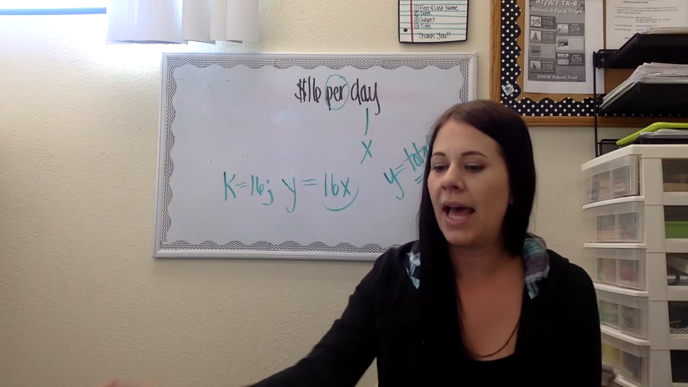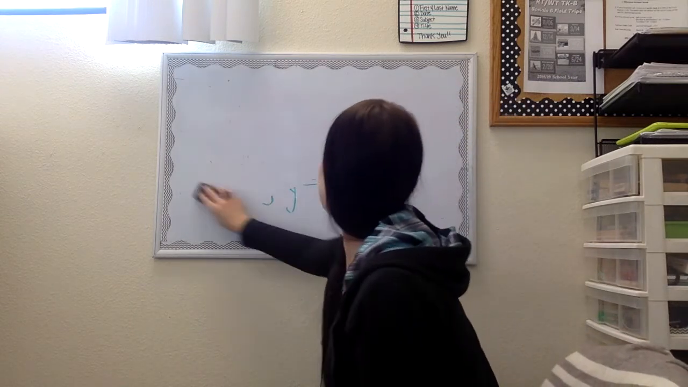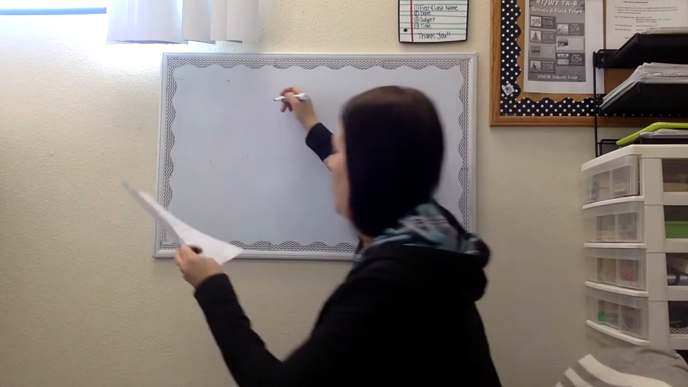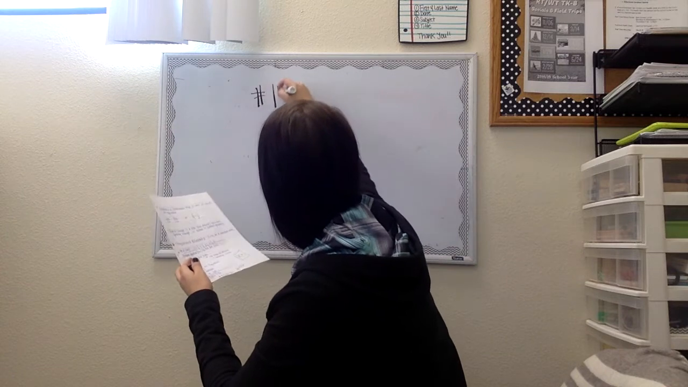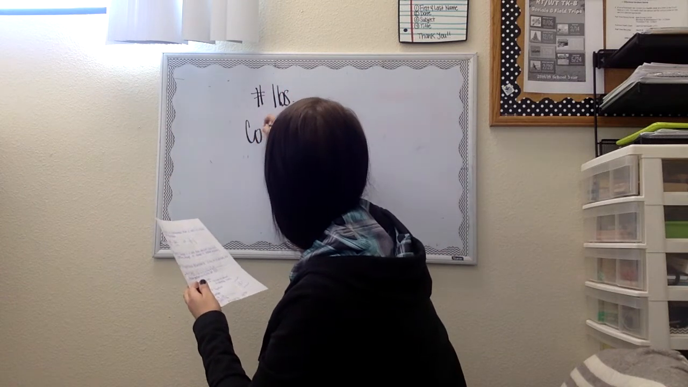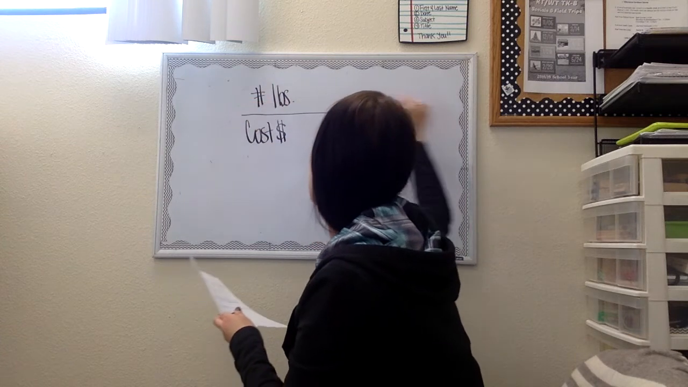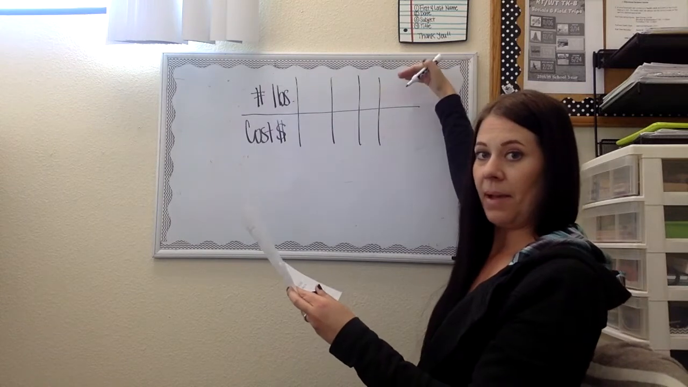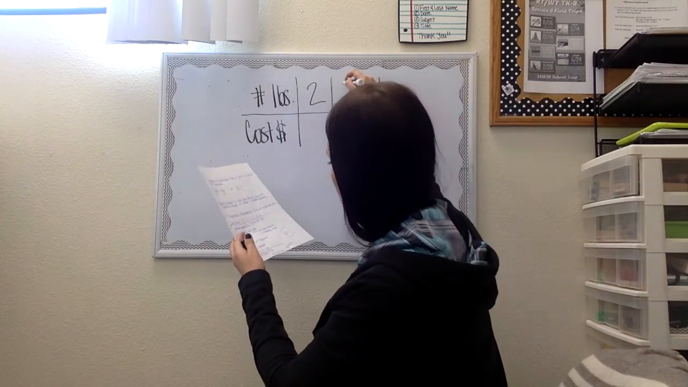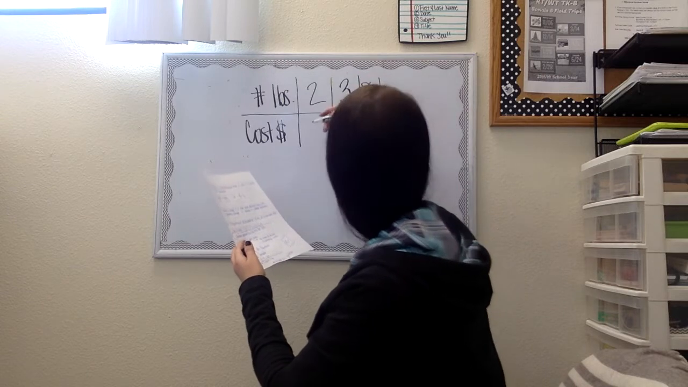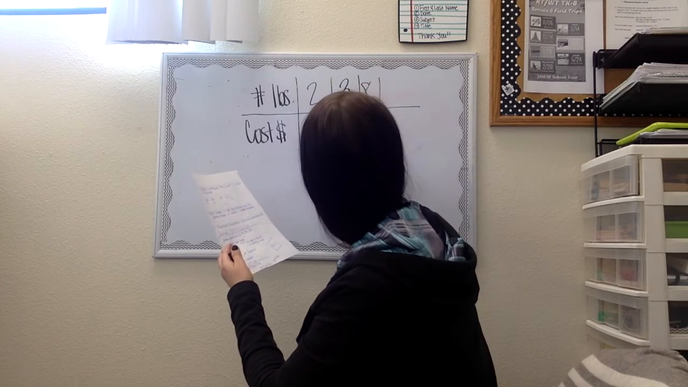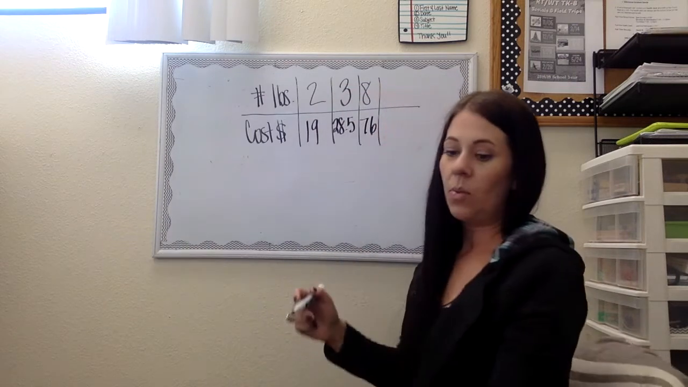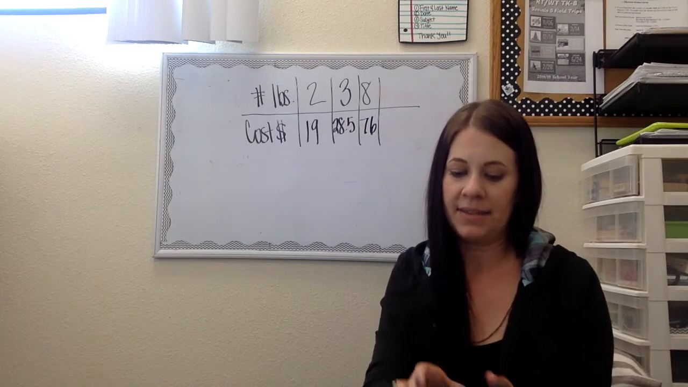All right, so let's look at another example. So in this example, they're going to tell us the number of pounds and cost. So this one doesn't have a time. So you've got to just kind of know that you're still doing this bottom divided by the top. So 2, 3, and 8, and then they tell us 19, 28.5, and 76.